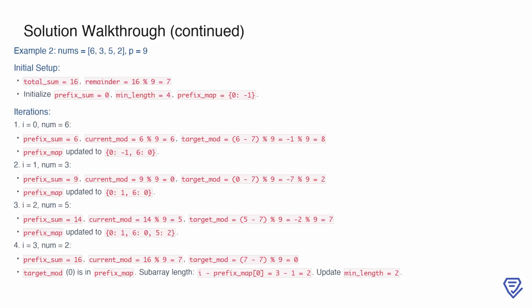Finally, in the fourth iteration, where i equals 3 and number equals 2, the prefix sum becomes 16, and the current modulo is 7. The target modulo, calculated as 0, is found in the prefix map at index 1. This gives us a subarray length of 2, which updates the minimum length to 2. The smallest subarray length to remove is therefore 2.